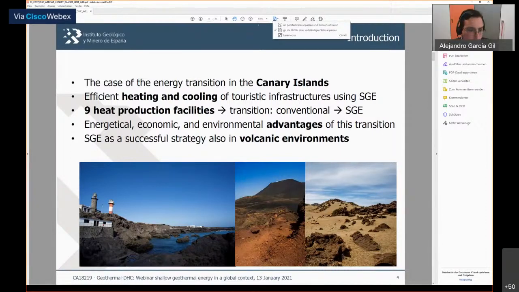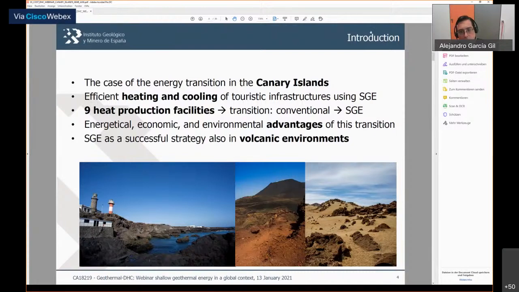We are in slide number three. This presentation will focus on the case study of the Canary Islands as a representative example of the European islands suffering from large dependence on imported energy. Throughout this presentation, I will provide evidence of the efficient heating and cooling of touristic infrastructures using shallow geothermal energy.